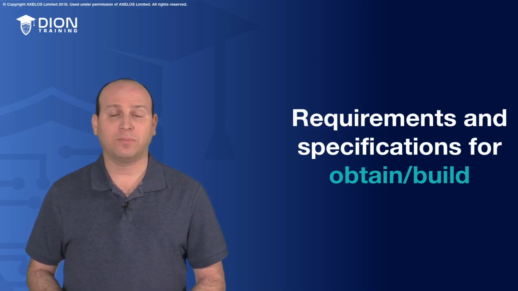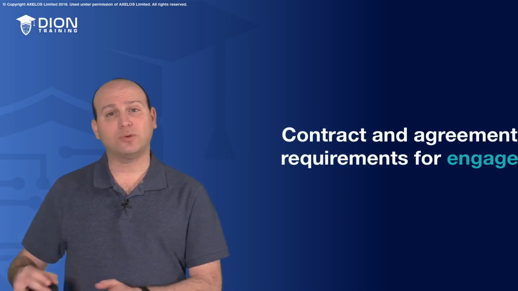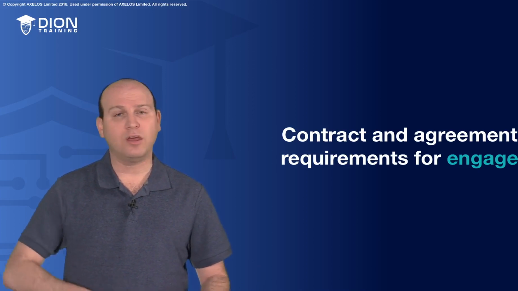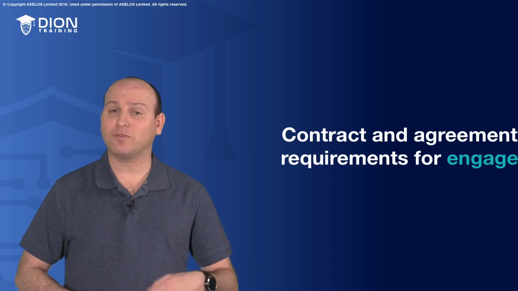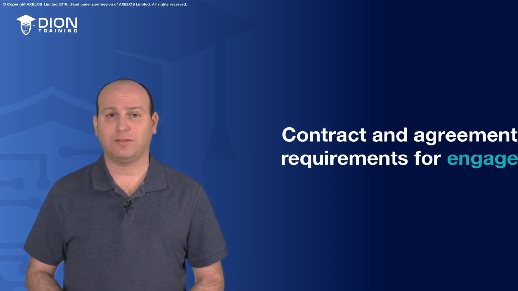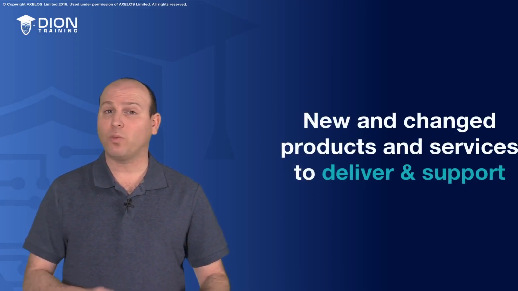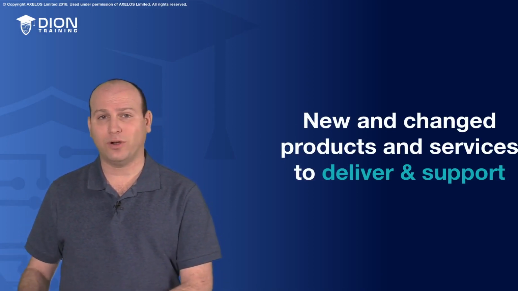that's going to allow that to occur inside of Obtain and Build. Also, if we need to contract something, we're going to pass that over to Engage. We need to give them the contract and the agreement requirements that we need for service level agreements, service management agreements, and different contracts for suppliers and partners, and send that through Engage out to those external entities. Another output is any new and changed products and services that we're going to pass and transition over to Deliver and Support.